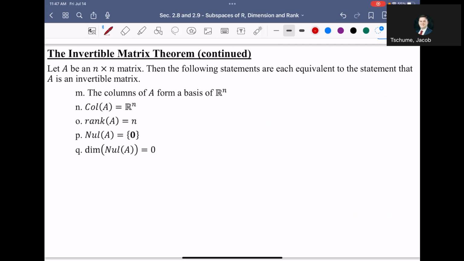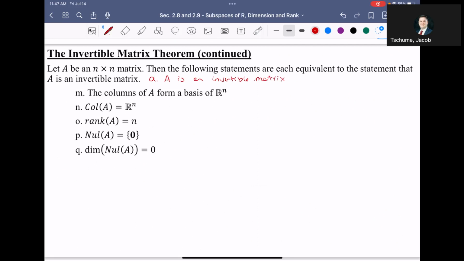So remember that the invertible matrix theorem says if A is a square matrix, then all of those statements are true or all of them are false. Remember, going all the way back to part A, that says matrix A is an invertible matrix.